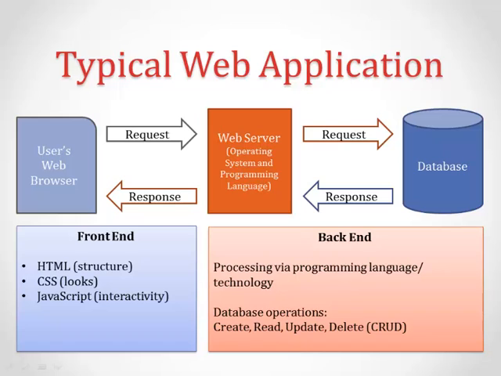Okay, and you can see we've got it divided into the front end, which is the stuff the user sees, the structure, the looks, and the interactivity in the browser. Then you've got the back end where all the processing and pulling stuff out of the database, and deleting stuff out of the database, reading stuff out of the database, and so on happens. And this is called the back end. It consists of your web server, programming language, and the database.